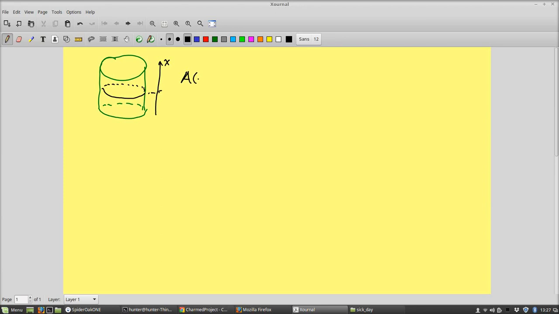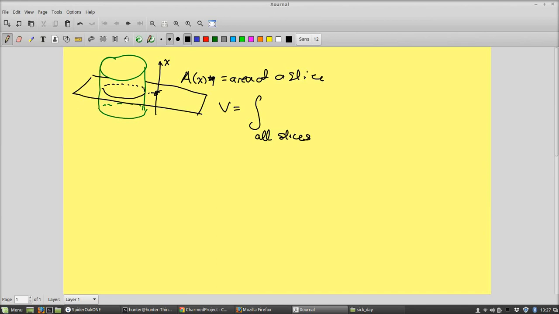And you need a function that gives you the area of a cross section through the solid in a plane perpendicular to the x-axis. So when you're at x on the x-axis, the area of this, in this case it would be a circle, is the area of a slice function. And the volume is just the integral over all slices of A(x) dx.